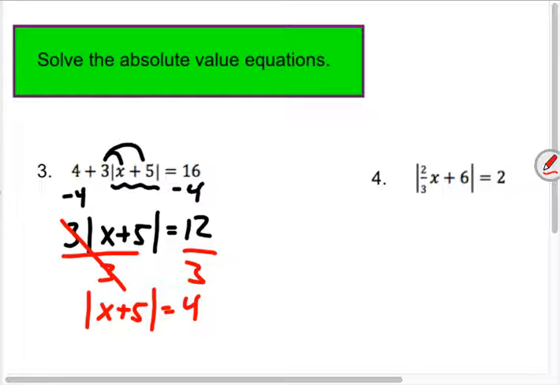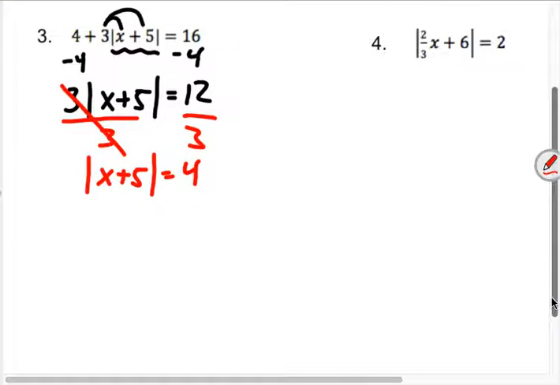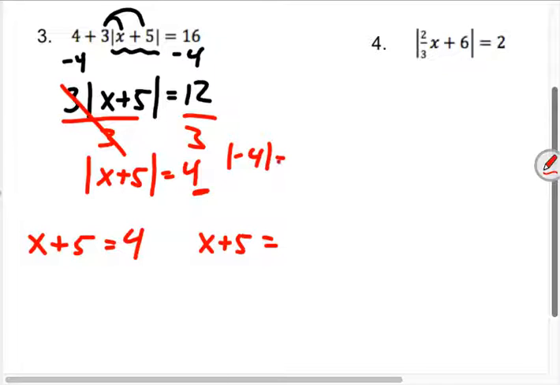So we can go ahead and break this problem up into 2 equations and solve. What that means is x plus 5 could equal what 2 things? Could equal 4, or the opposite of that. If I took the absolute value of negative 4, that would equal 4. So I can set it equal to negative 4 also. Those are the 2 equations I set up, positive, negative.